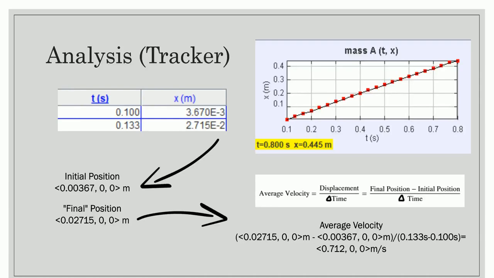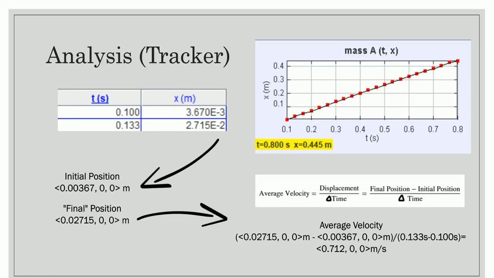To analyze the data, you take any two positions. I chose the very first time and the second time. You find the initial and the final position, and you turn them into vectors, as shown.